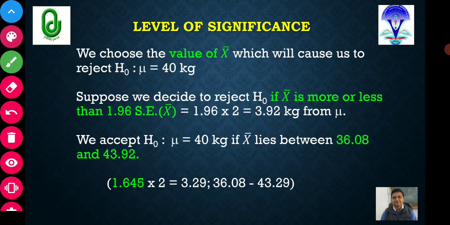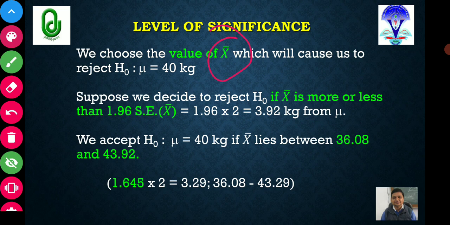Now we choose the value of x bar. We have to decide, or I have taken it indirectly. Actually, in practice you will be calculating x bar and you will get the value of x bar. But here indirectly, for better understanding, I have taken at what value of x bar we will be rejecting the null hypothesis or accepting the null hypothesis.